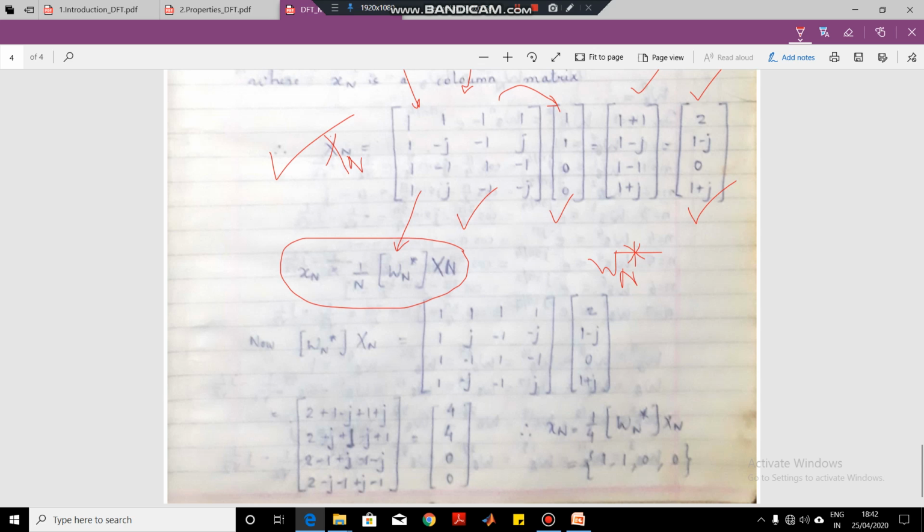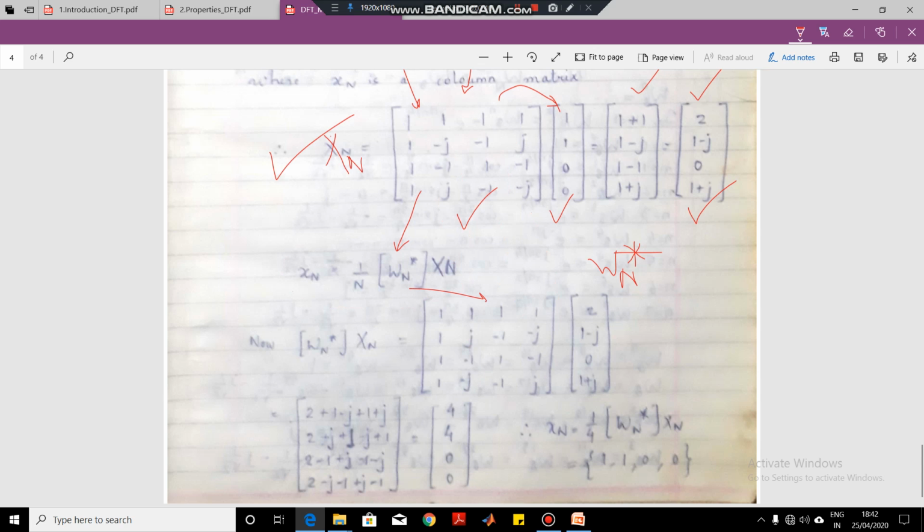W_N^nk is actually a complex number. You can see here it is minus j, j, and minus j. When you take the complex conjugate, the sign of the imaginary part will change, while the real parts remain the same. So minus j will become plus j, j will become minus j, and this j will become minus j, and this minus j will become plus j. Only the sign of the imaginary part changes, the others remain the same. So it is very easy to compute the Twiddle factor conjugate.